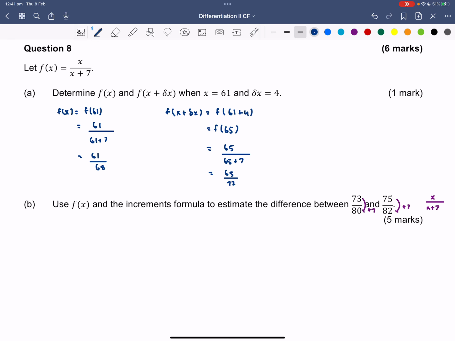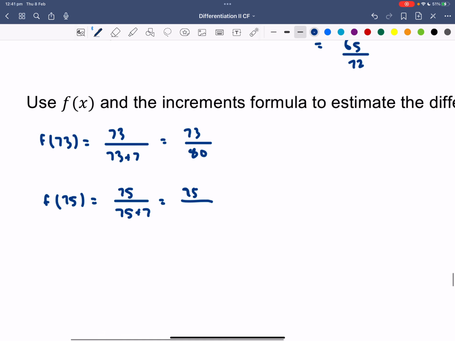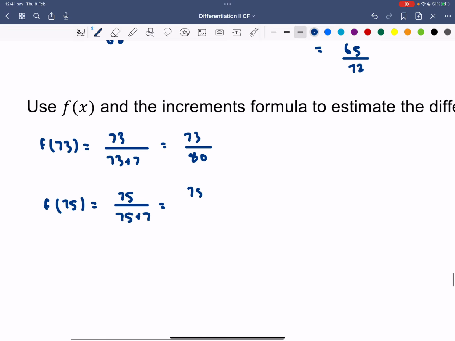So what you have realized straight away is that this is this. I just have to realize what x is. And you don't have to be very smart to realize that f(73) is basically 73 over 73 plus 7, aka 73 on 80. So that's f(73). And then f of this one here is 75. f(75) is 75 on 75 plus 7, and that is 75 on 82.